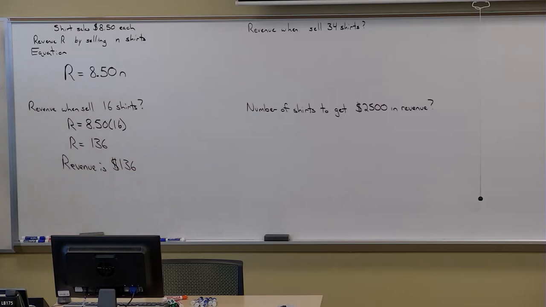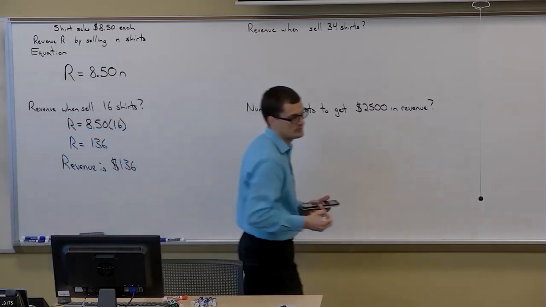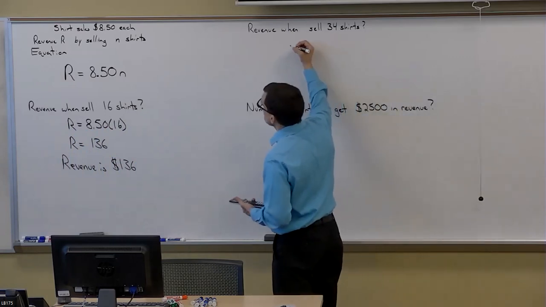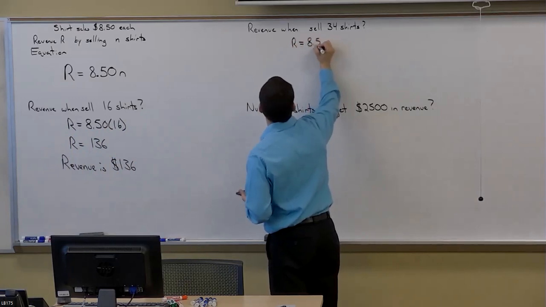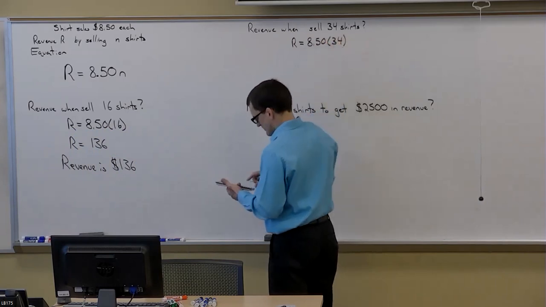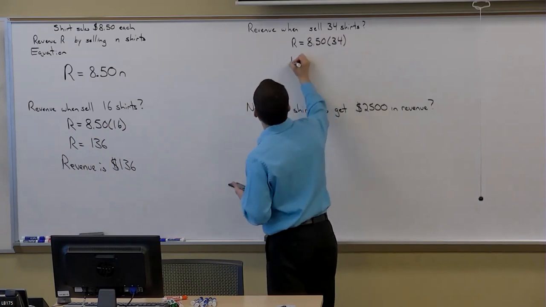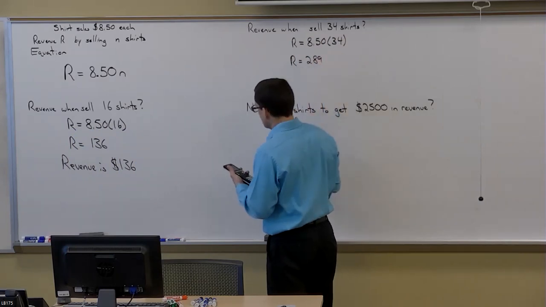So $136 here. Revenue was in dollars, the shirt sales were in dollars. Same thing when we sell 34 shirts, we go revenue is equal to 8.50 multiplied times 34. That means the revenue was $289.